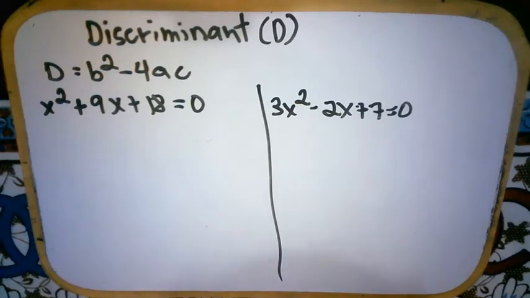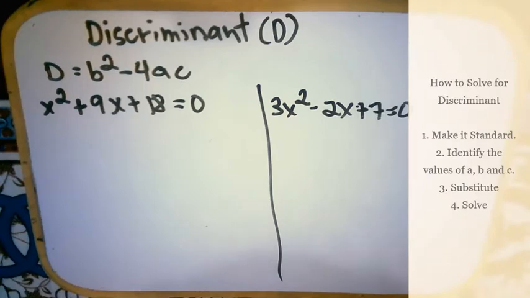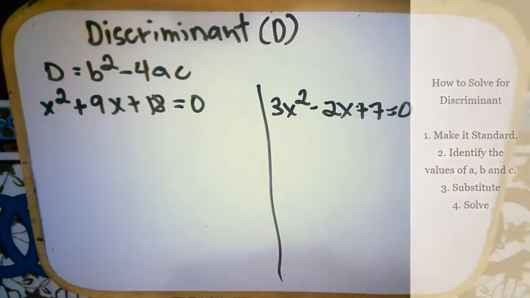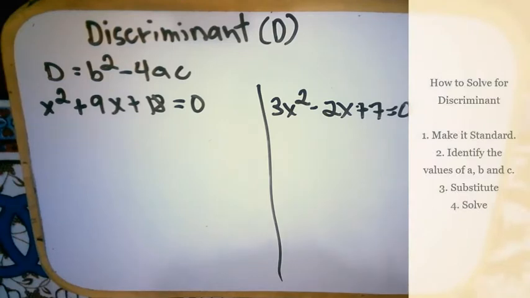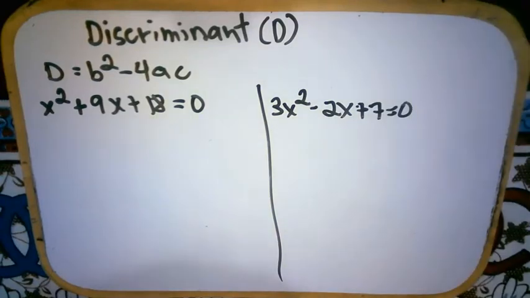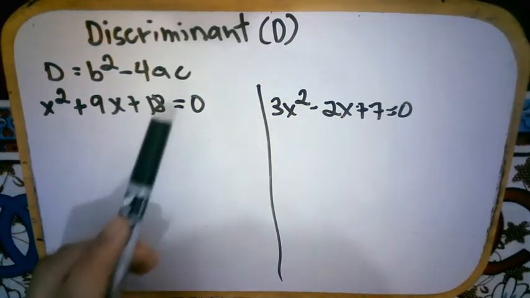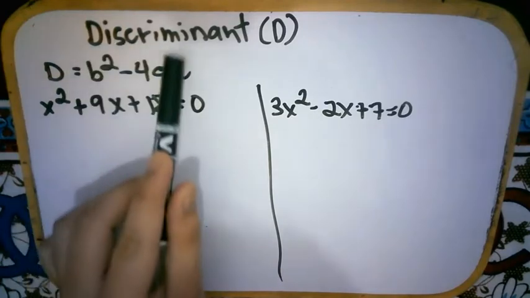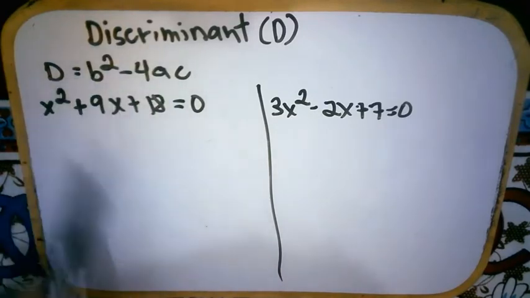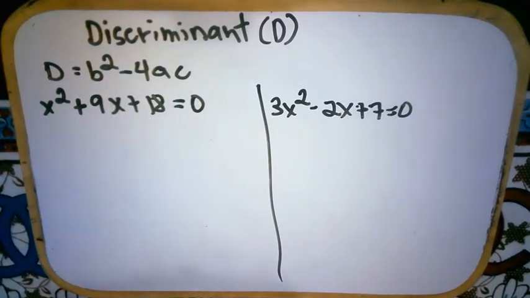So number one step is to make it standard form. Number 2 is to identify the value of ABC. Number 3 is to substitute. And number 4 is to solve. So parehong-pareho lang na quadratic formula, and ito ay mas madali compare sa quadratic formula. Kasi ito lang yung formula natin. Kinuha lang natin dun sa loob ng radical sign.